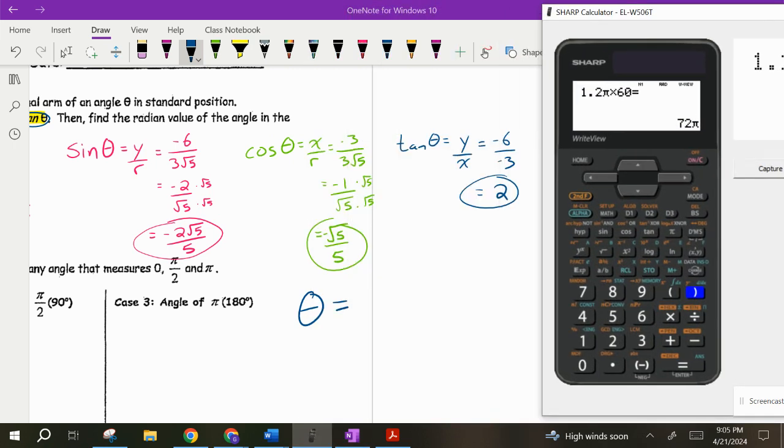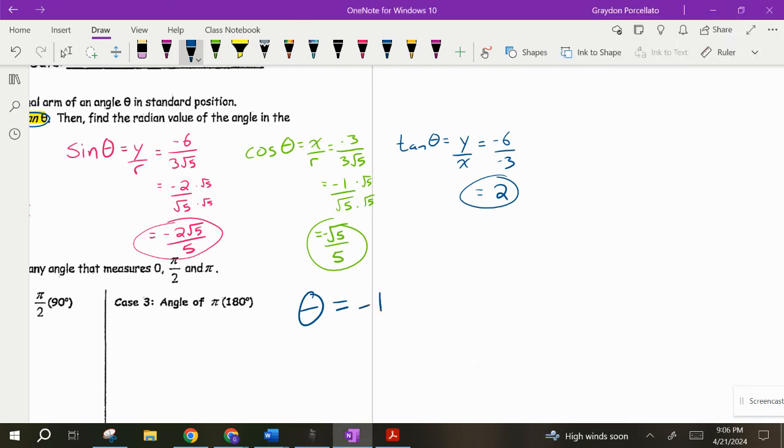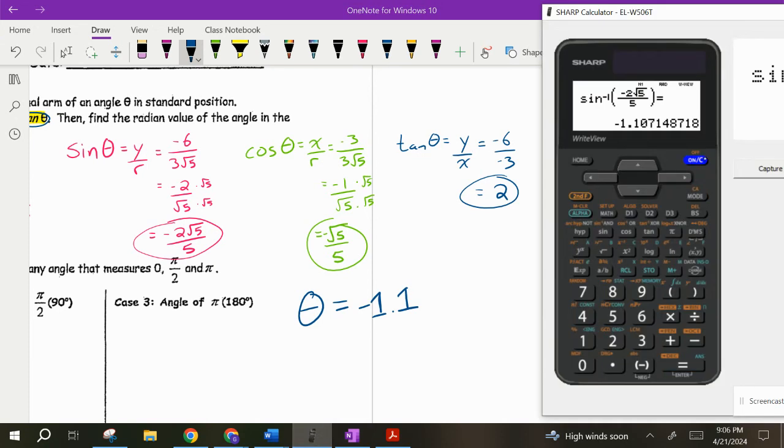So the very first way, we know that sine theta, so I'm looking at sine theta right now, is equal to negative 2 root 5 over 5. So if I want to figure out what theta is, I'm going to take the sine inverse of, let's make this a fraction, negative 2 root 5 over 5. What do we get? We get negative 1.1. Negative 1.1.